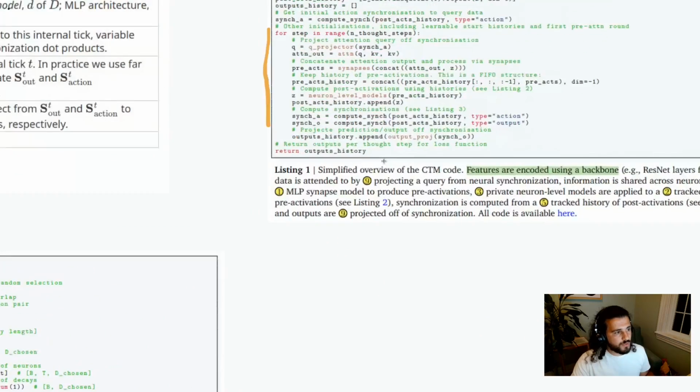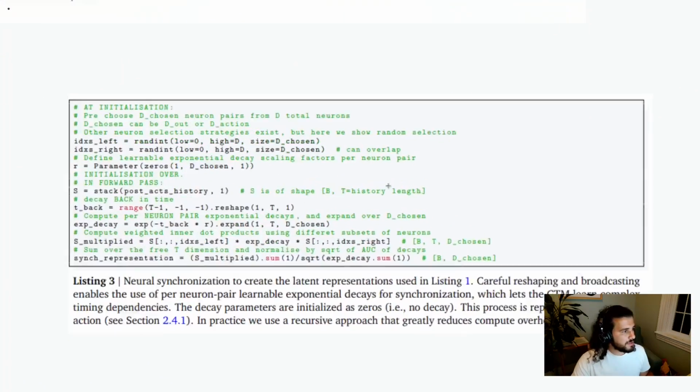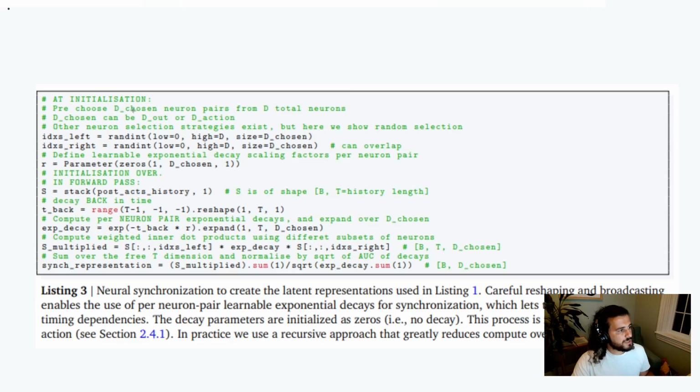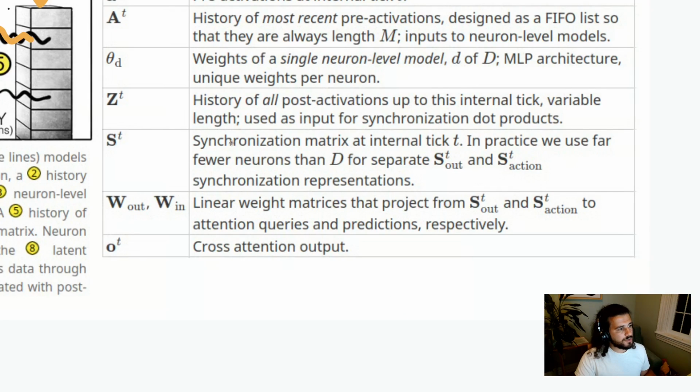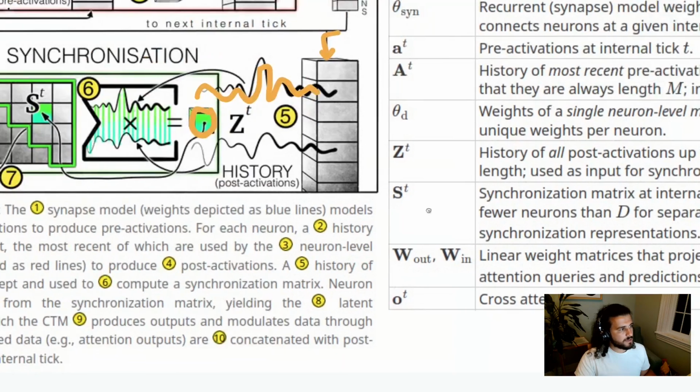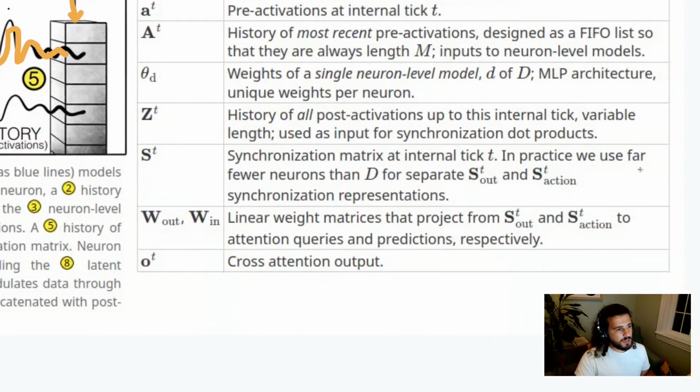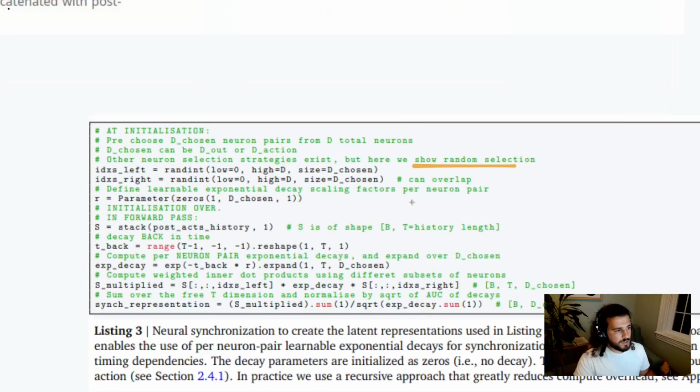And if we look at Listing 3 here for the synchronization, we see this over here. Here we pre-choose the chosen neuron pairs from the total neurons. So we have the number of neurons, and we choose the D number of pairs that we want to have. In their case in the paper, they show a random selection of neurons, so they're doing rand_int here for the left and the right. You see here, this is what they're saying: synchronization matrix at attentional tick T for S_t. So this one over here, right? In practice, we use far fewer neurons than D for separate S_out and S_action synchronization representations. So that's the gist of it.